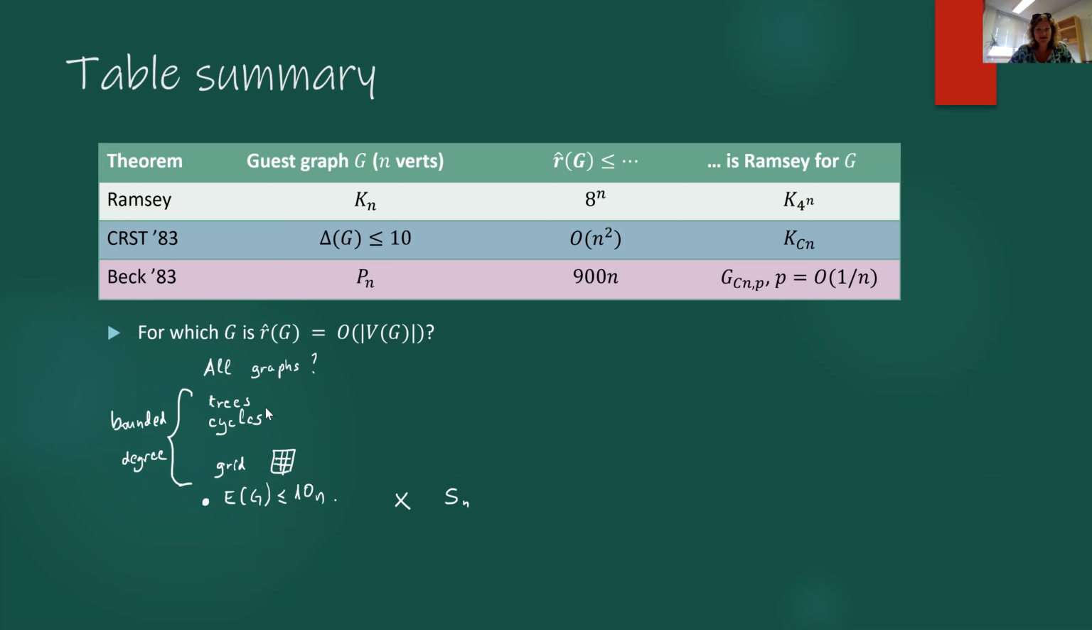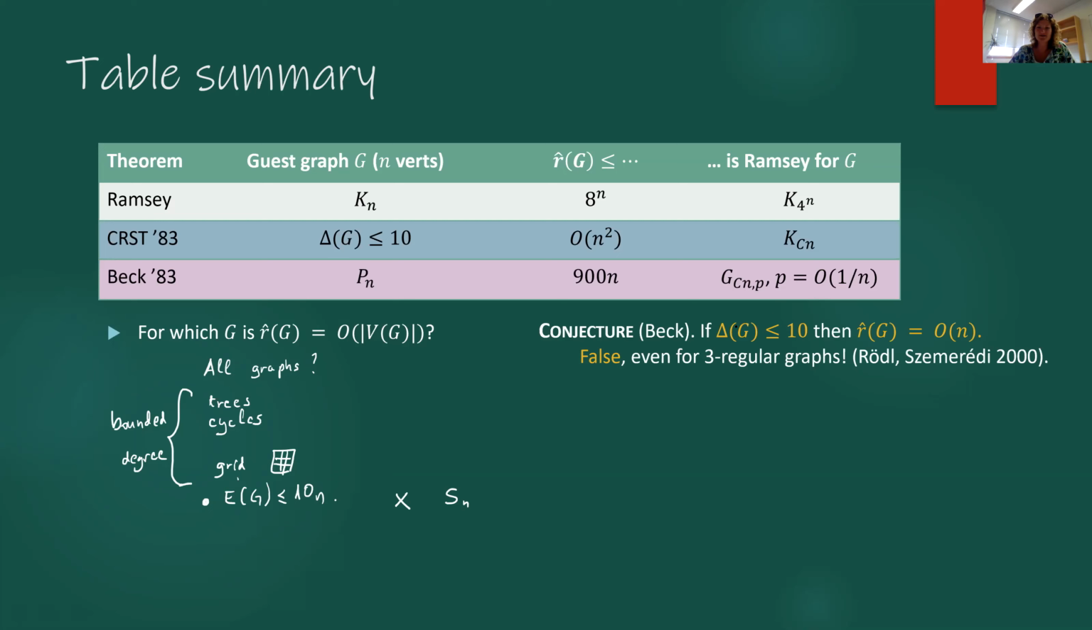I did not list one natural conjecture that no one said, which is that all bounded degree graphs, so all graphs of degree at most 10, have a linear size Ramsey number. That's a natural conjecture asked by Beck, but surprisingly, Rödl and Szemerédi proved that it's actually false. And maybe the fact is not that surprising itself, but the proof really is because, again, you're the adversary, you want to kill a copy of G, so you need to know how to color every single host graph.